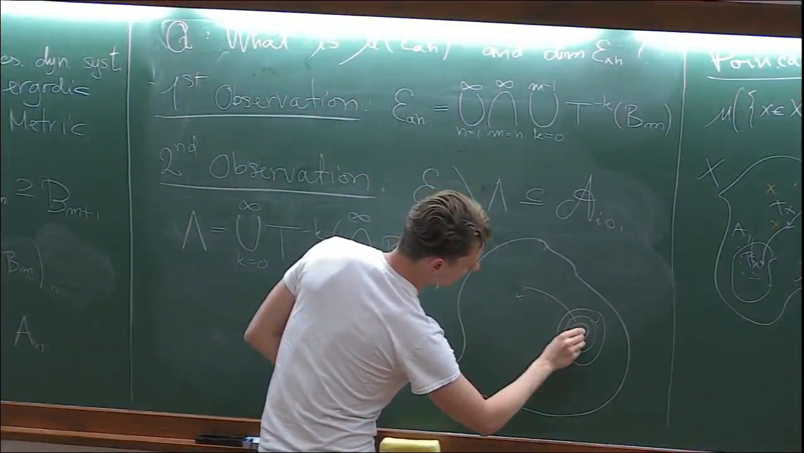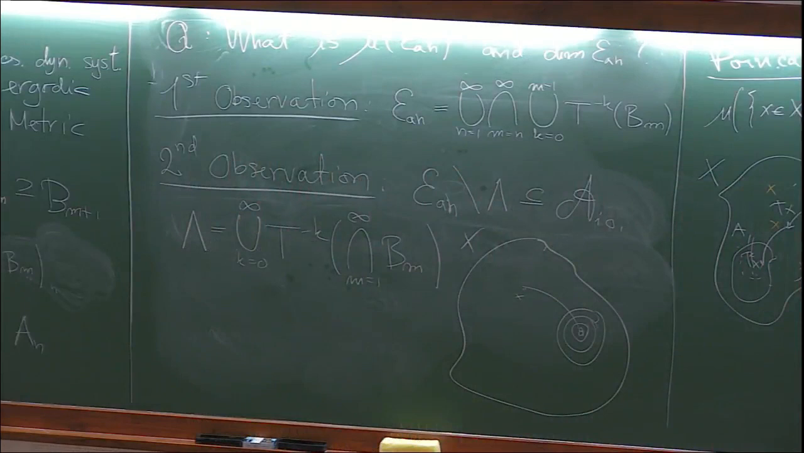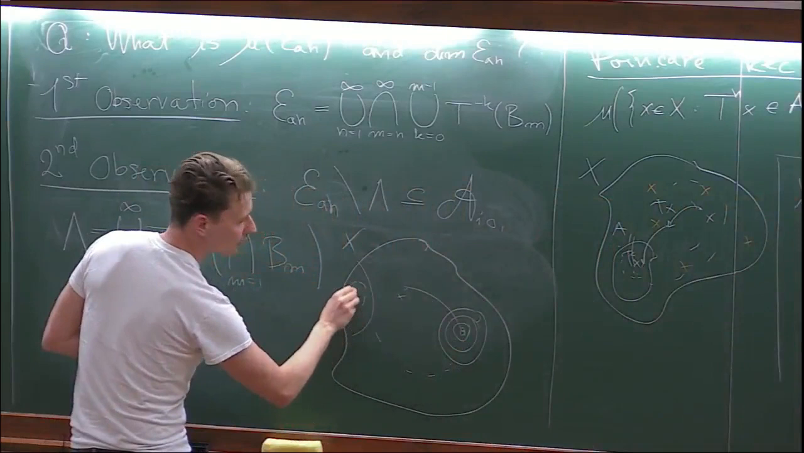Well, the point is kind of obvious. If we, at some point, hit the bull's eye, then we will have an orbit point in B_M for all subsequent B_Ms, right? So this point will be eventually always hitting. But after it hits here, it can go over here and hang around here for the rest of its life, meaning obviously it doesn't hit infinitely many times.